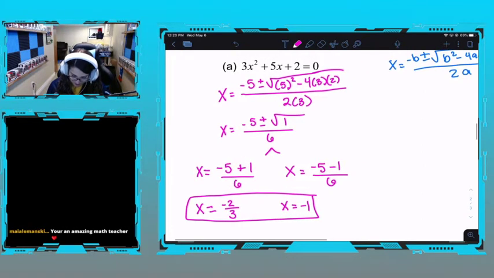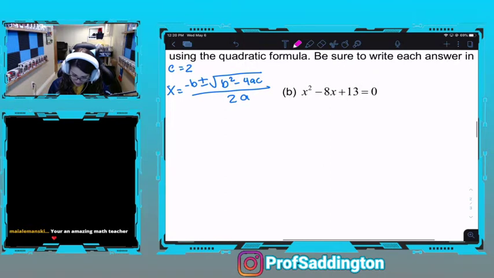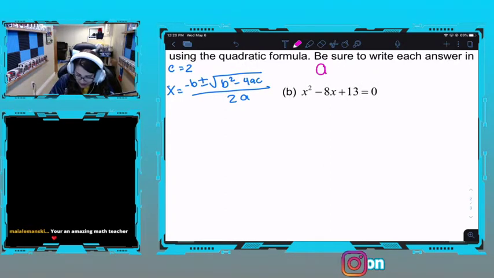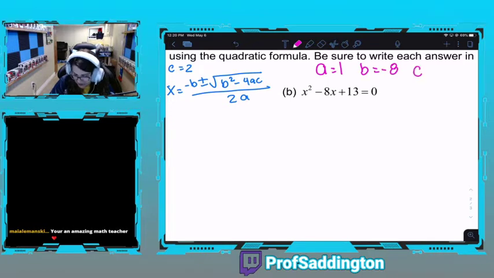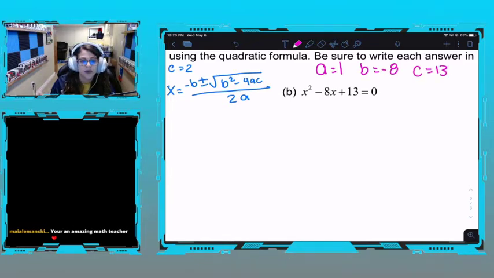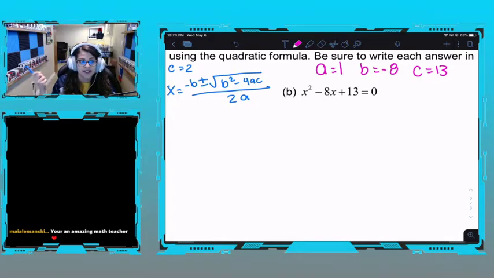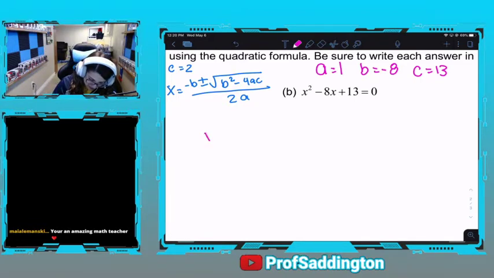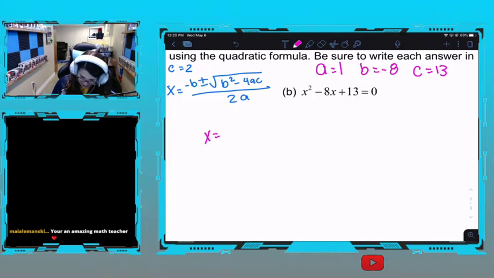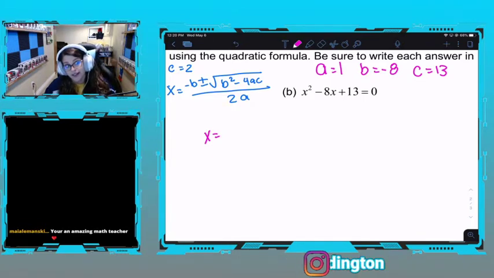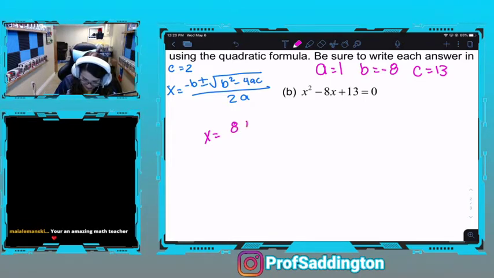All right. Let us do another one. So, again, I'm going to state what my a is, what my b is, and what my c is. So remember, a is 1 because it's technically 1x squared. b is going to be negative 8 because you got to bring that sign with it. So x equals negative b. Well, negative 8 is going to be a positive 8.